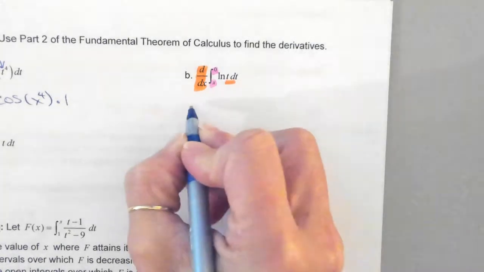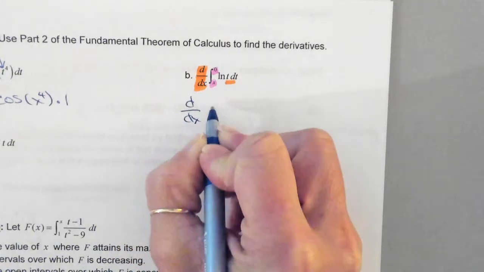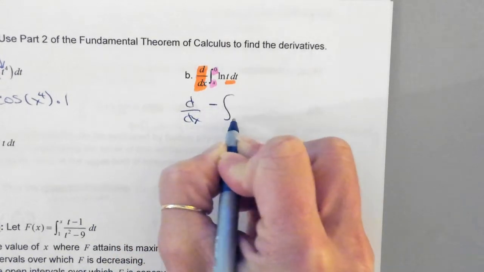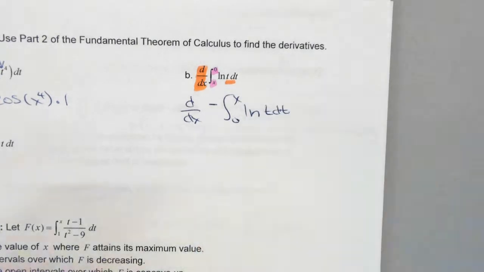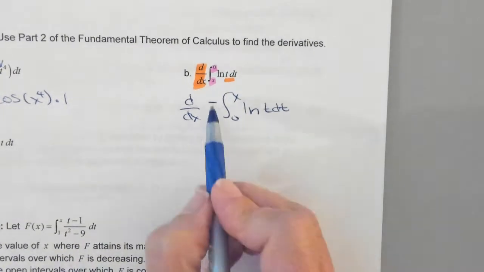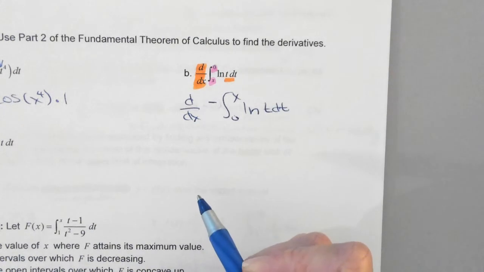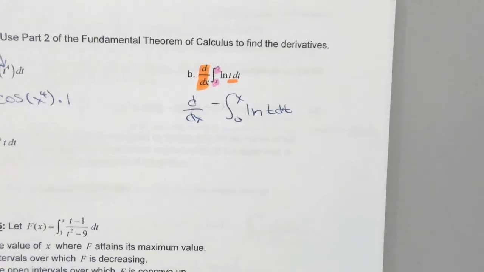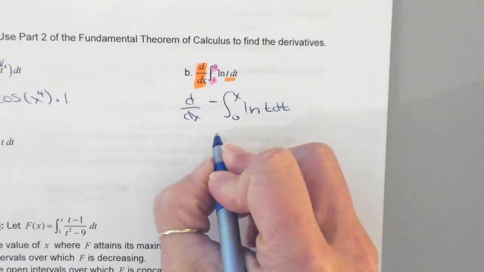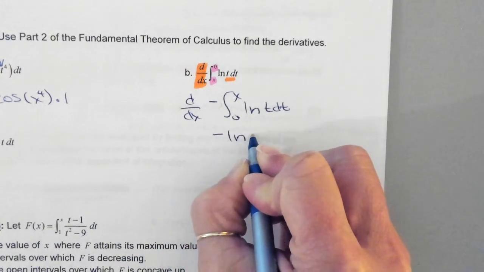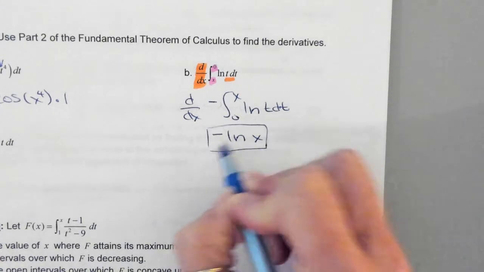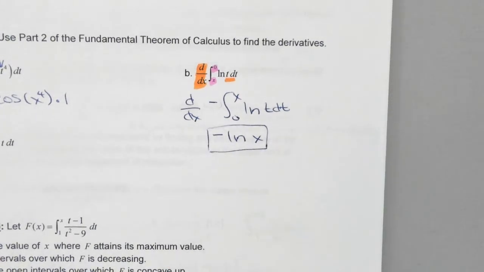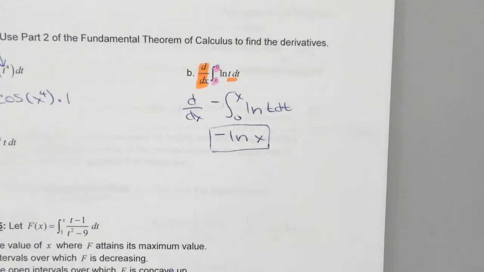So what we have is d dx of the opposite of the integral from 0 to x of the natural log of t dt. This must go along with your answer. So what is my answer? Negative ln of x times the derivative of x, which in this case is just 1. Okay? Questions? Why do you do the times the derivative of x? I'm going to show you in just a second.